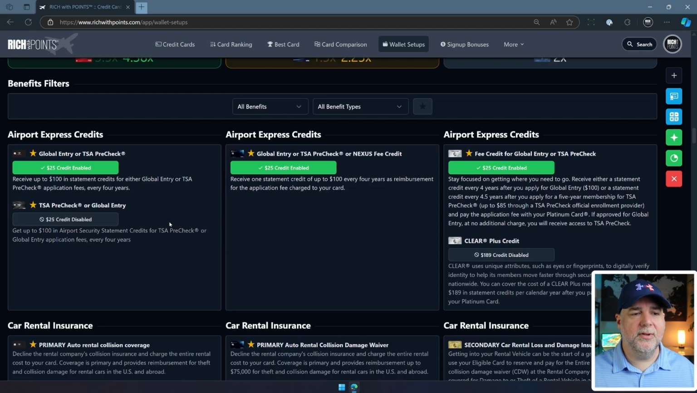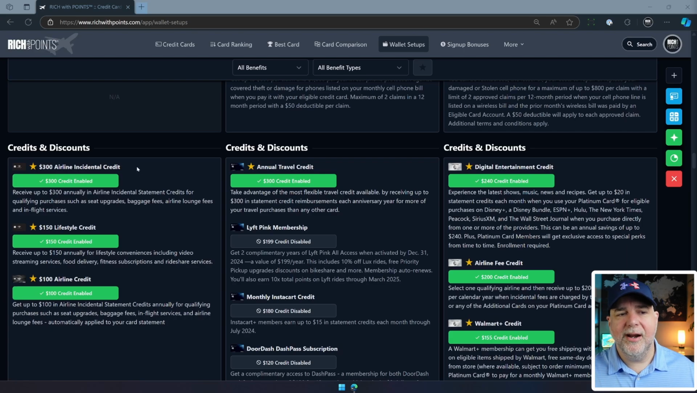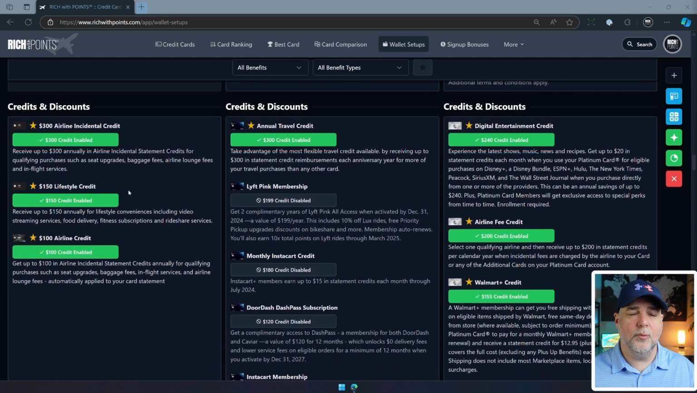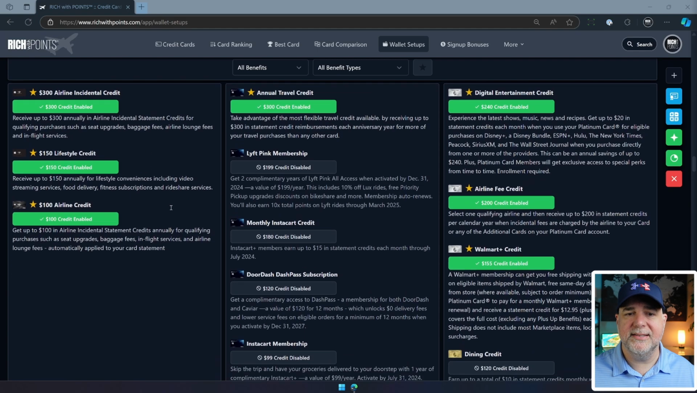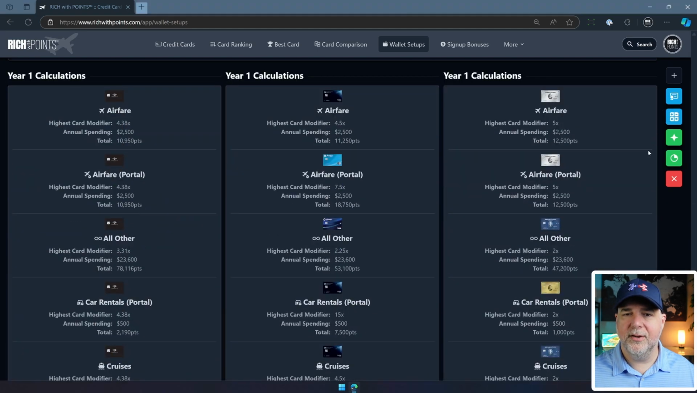Now, you don't need two of these, so we'll turn one of those off. Otherwise, that's a wash across the board. So we got the $300 airline incidental credit, and then also the extra $100 airline credit from the premium rewards. And then you got the lifestyle credit on there. So that's working for you quite a bit on the elite side. We'll leave all these as the default and come down to the calculations.